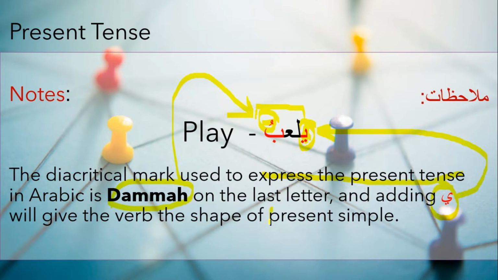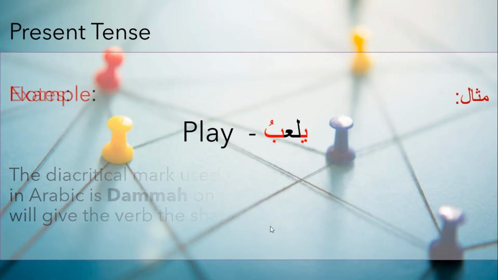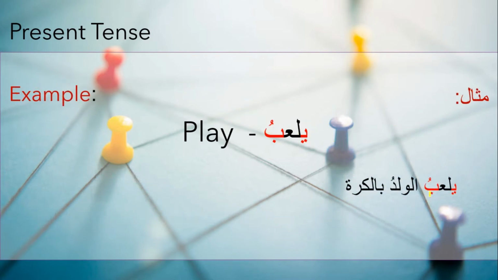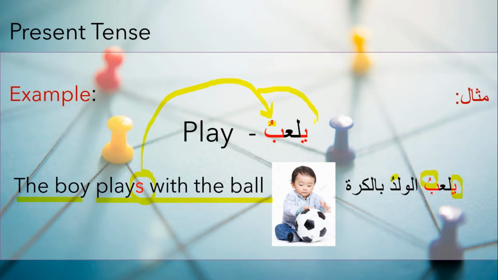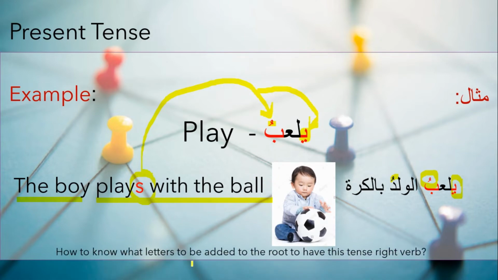But what gives the verb the shape of the present tense? How can we know that this is a present tense? So just to have an example here. يلعب الولد بالكرة. The boy plays with the ball. As you can see here, in English we use S, but in Arabic we use ya and dhamma over the letter ba. And the dhamma on الولد is just to express the subject, as we mentioned in the diacritical marks lecture. S here, as we just said, is expressed by ya and dhamma on the last letter of the word. Both of them express the S in the English language.